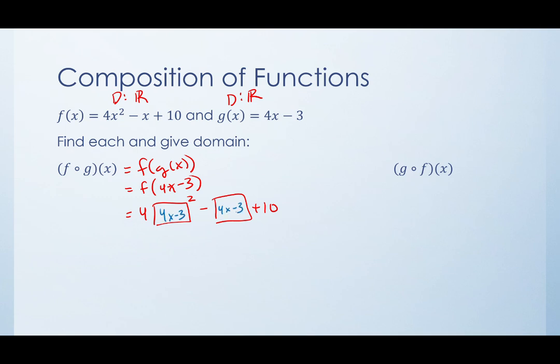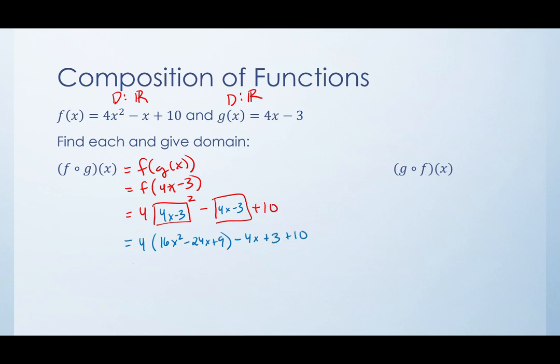All right, so we really just need to simplify this. This is going to be 16x squared minus 24x plus 9. You can fill that out on your own. Minus 4x plus 12. Don't forget to distribute. Oops, not 12. Plus 3. And then plus our 10.